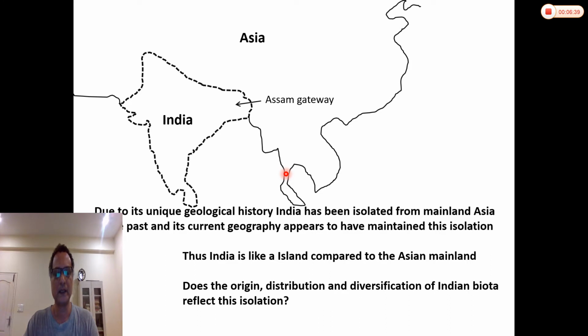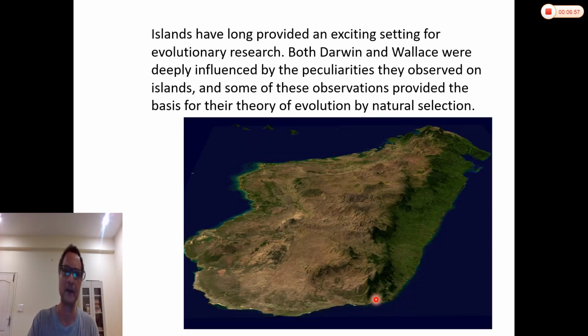Right. Now the question is, does the origin, distribution, and diversification of Indian biota reflect this isolation, or has this isolation shaped diversification within India? Right. Okay. So here's the island of Madagascar, and I'll come back to this island a little later. But what is interesting is that islands have long provided an exciting setting for evolutionary research. Both Darwin and Wallace were deeply influenced by peculiarities that they observed on islands.